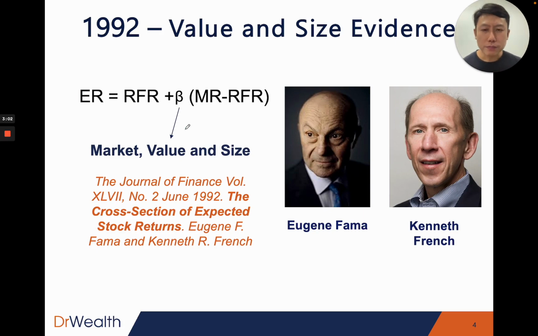But let me explain. How are these factors being generated? How do they discover and say that, okay, this metric works and this style works? It actually started off with this very important paper written by these two gentlemen, Fama and French. Fama himself is a Nobel Prize winner, and they came out with this paper titled The Cross-Section of Expected Stock Returns, and that was in 1992. And that's where they discovered the value and size factors, right?